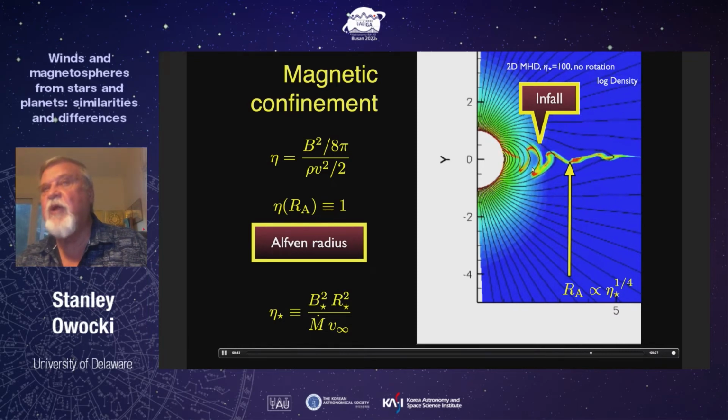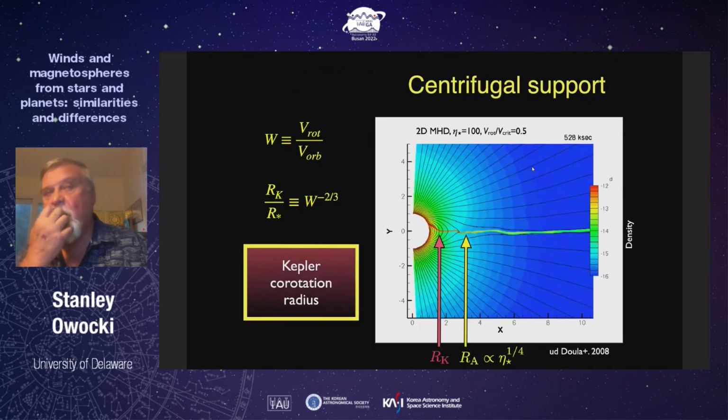That's in the case where you don't have any rotation. What if you put rotation into the mix? Well, these closed magnetic loop regions will co-rotate rigidly with the star, and if you define a parameter of the rotation speed at the equator compared to the orbital speed at the surface, if you keep co-rotation, then there'll be some radius called the Kepler co-rotation radius, where basically the outward centrifugal force will be balanced by gravity. And that means since the centrifugal force above the Kepler radius is greater than gravity, material can't fall inward.